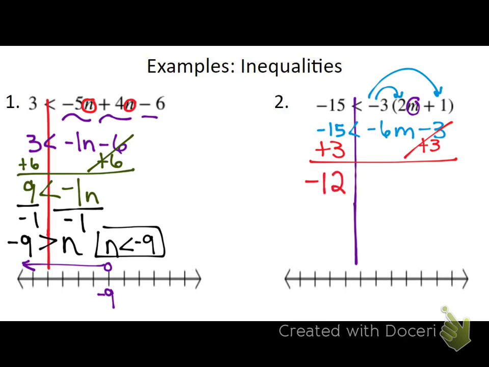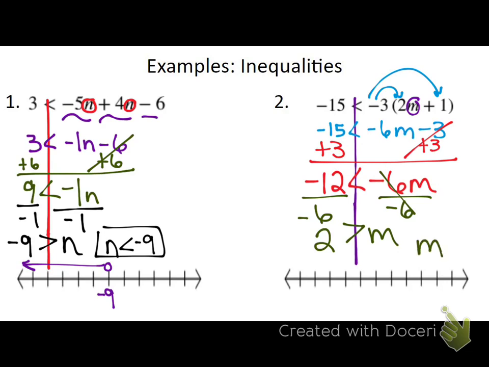Negative 12 is less than, and what do I bring down on my right side? Negative 6n. My goal is to still get the variable by itself. Divide by negative 6. That's correct. Because I am dividing by a negative number, I flip my sign. What's negative 12 divided by negative 6? Positive 2. Two negatives equal a positive. Now, because I want my variable on the left, I have to remember that n is less than 2. So I need to show that n is less than 2.